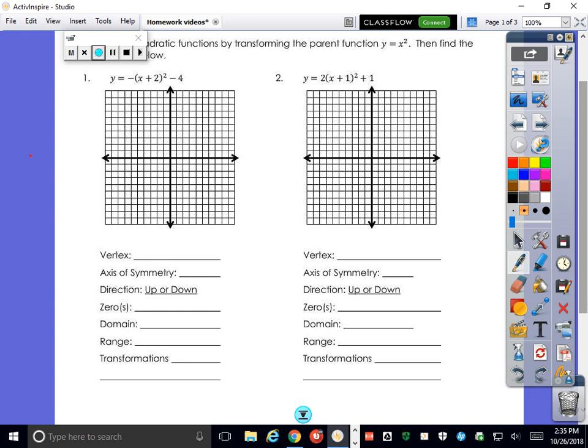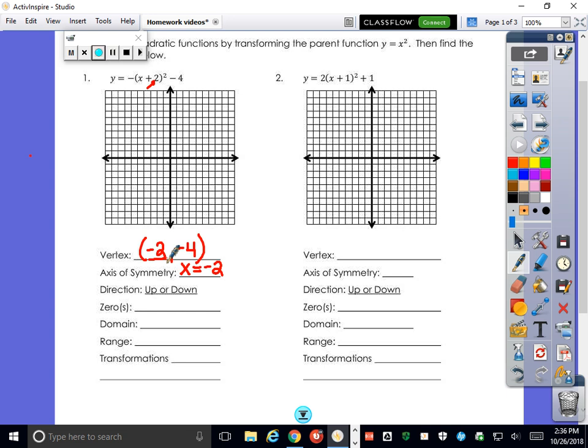So remember, the vertex is h comma k. So the vertex for the first one is going to be -2, comma -4. Remember, the inside is opposite and the outside is exact. The axis of symmetry then is going to be x equals -2, because it's always going to run through the vertex and it'll be the x coordinate of the vertex.